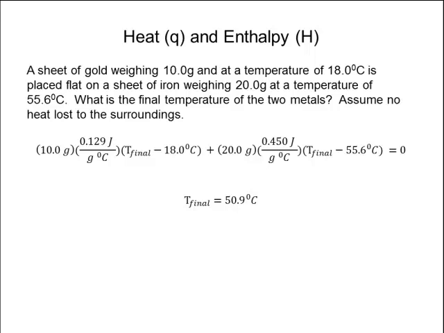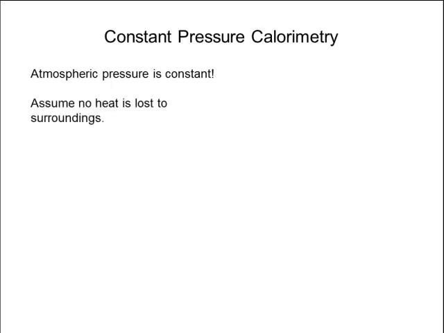To measure those chemical reactions, we're going to use a calorimeter. Now we can do constant pressure calorimetry, which means that atmospheric pressure is going to be constant. Now we're going to assume also that no heat is lost to the surroundings.